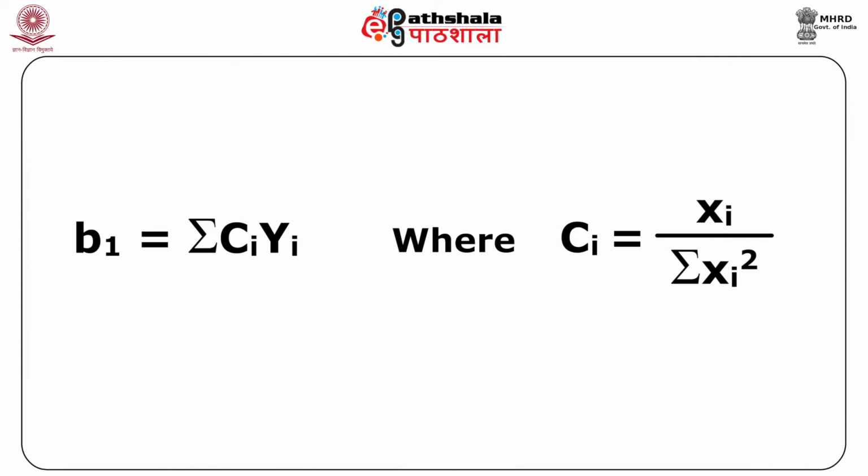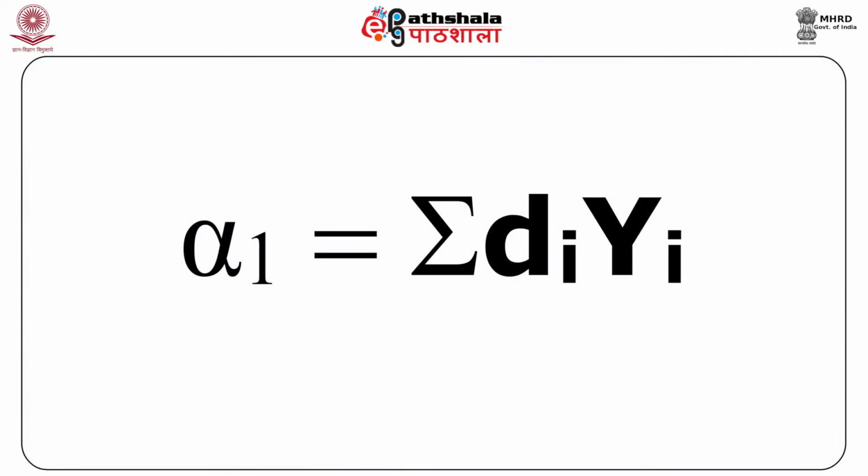Property 4. The OLS estimators are efficient. That is, they have the minimum variance amongst all class of linear estimators. As learnt earlier, b1 is equal to summation ci yi, where ci is equal to xi divided by summation xi square. Let us assume any other linear slope estimator that is not an OLS estimator and represent it by alpha 1 such that alpha 1 is equal to summation di yi, where di is not equal to ci.